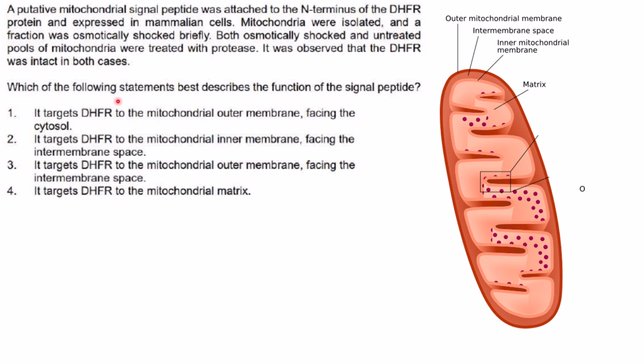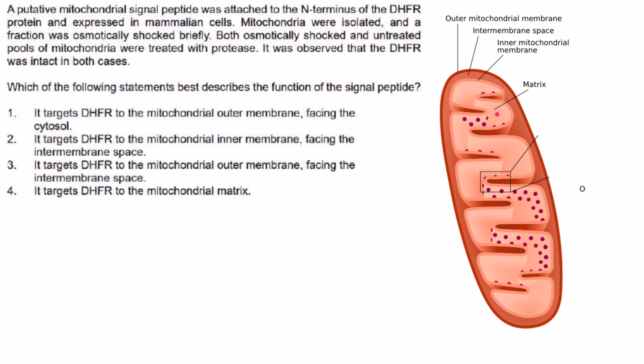Which of the following statements best describes the function of the signal peptide? Now where is this signal peptide targeted? Whether it is to the outer membrane, to the intermembrane space, to the inner membrane or to the matrix, you have to tell. So you know that mitochondria have an outer mitochondrial membrane and an intermembrane space, and then you have the inner mitochondrial membrane which is folded into cristae.